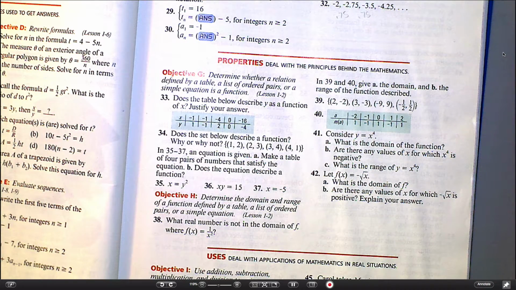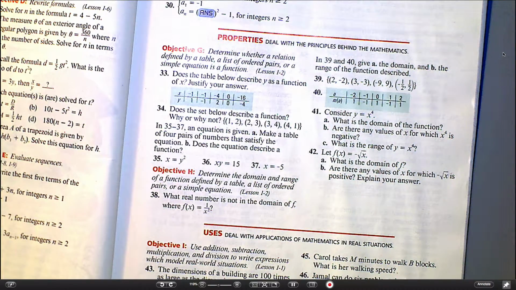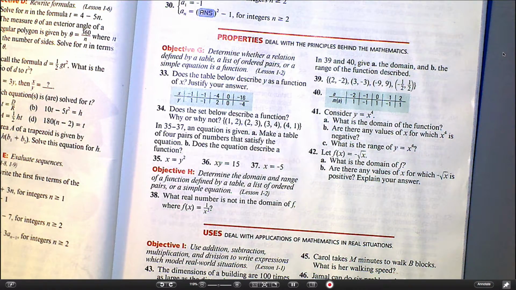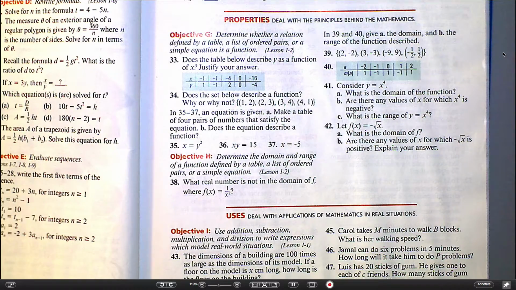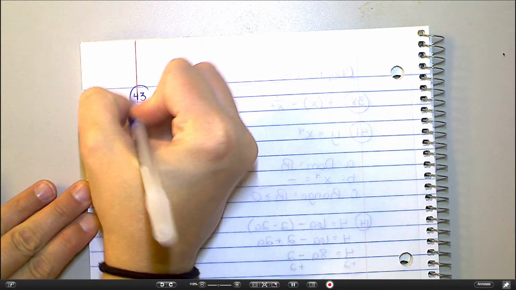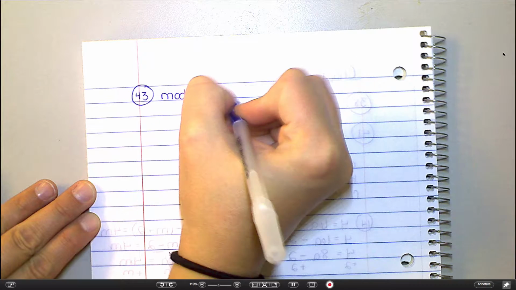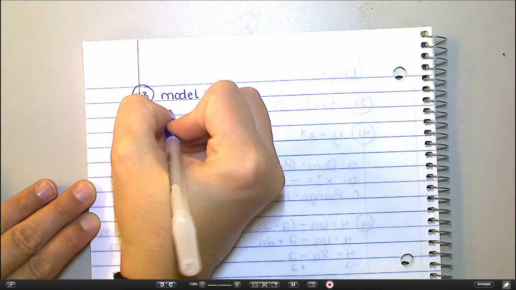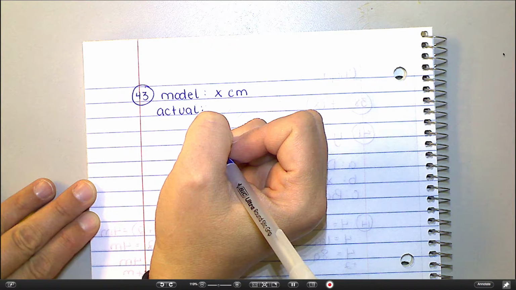What else would you like to see? 43. Good, I'm glad you're jumping ahead a little bit. Okay, 43. The dimensions of a building are 100 times as large as the dimensions of the model. So if on the model the floor is X centimeters long, let me just write this down. If the model has a length of X centimeters, and I want the actual, what do I do to that X to show that it's 100 times larger? Multiply by 100. Yeah, super easy.